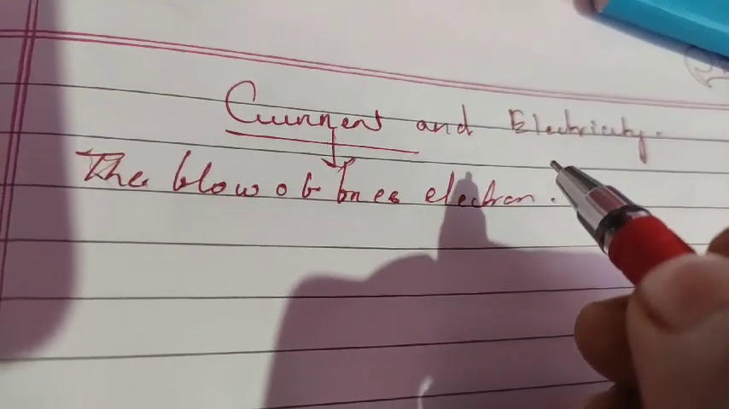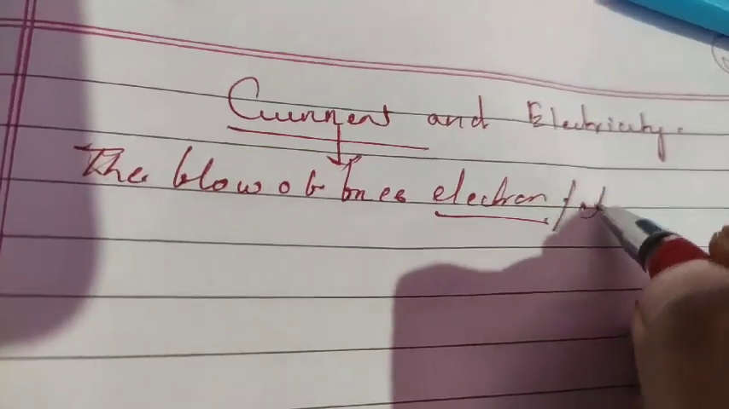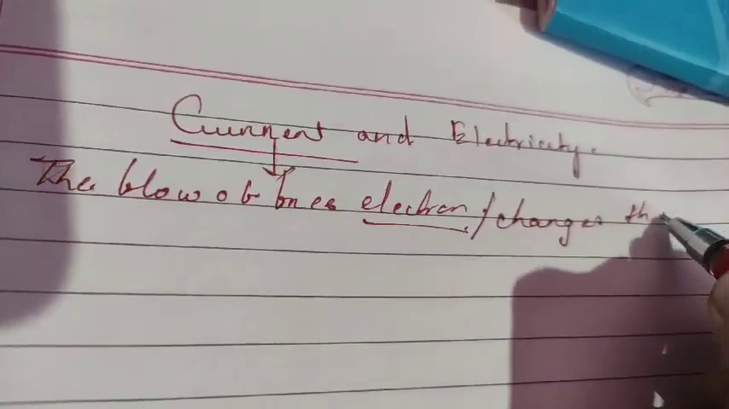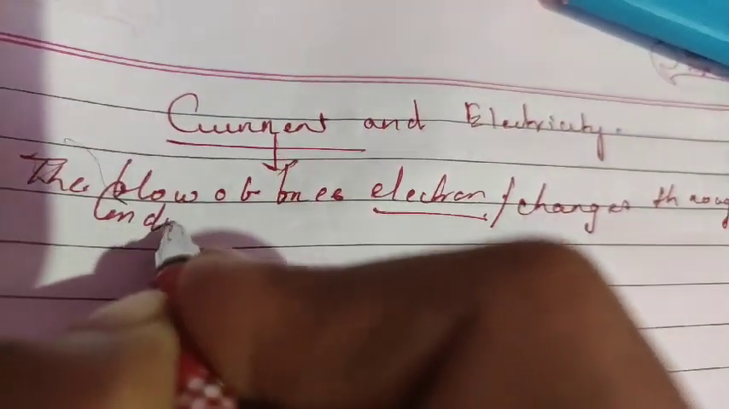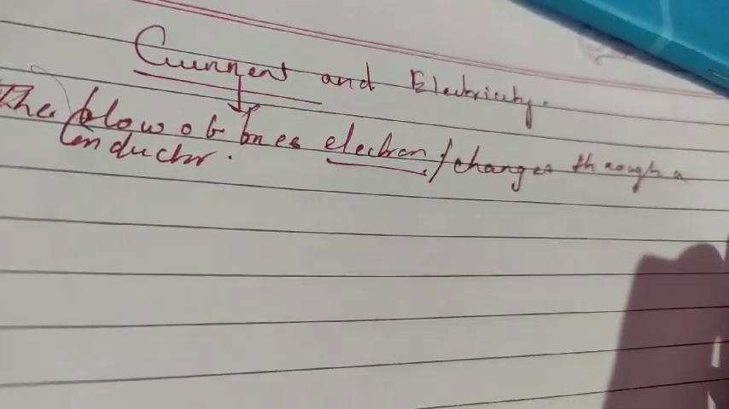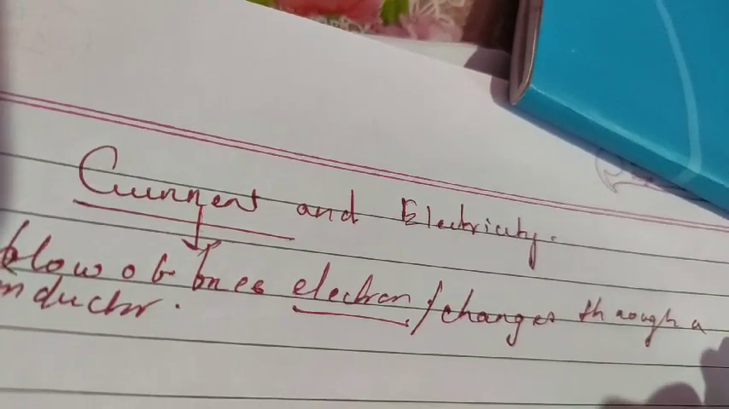Okay, the flow of free electrons, or you can say charges, through what? Through a conductor. Clear? Conductor. So the flow of free electrons or charges through a conductor is known as current, or you can say electric current.